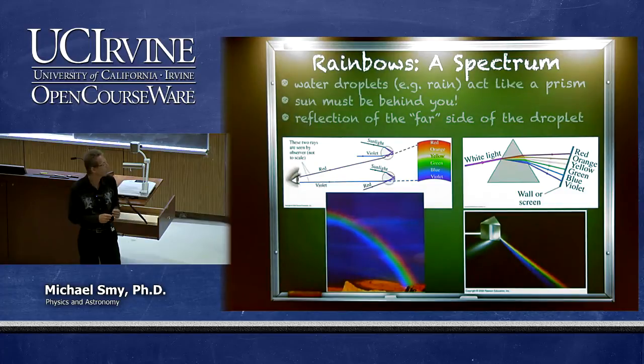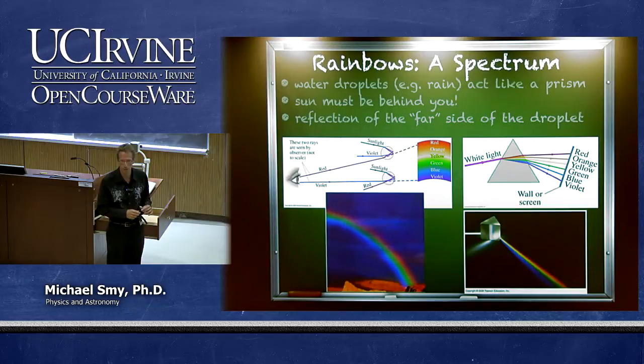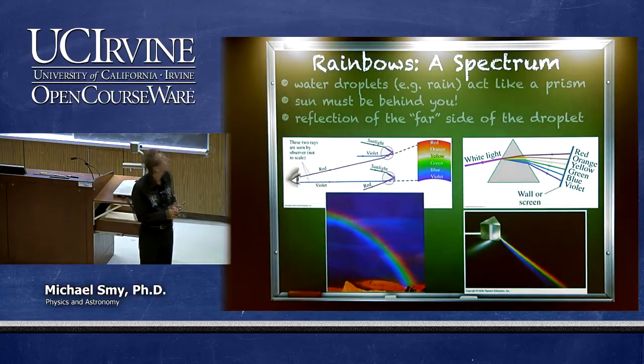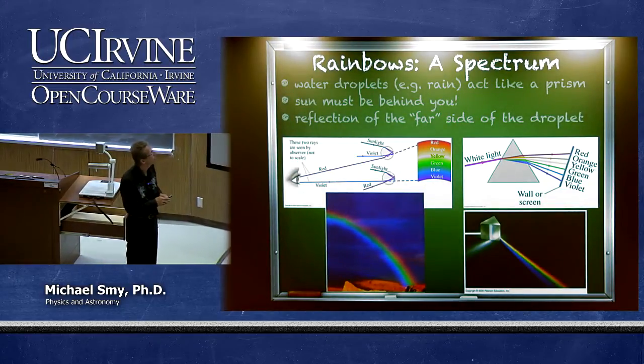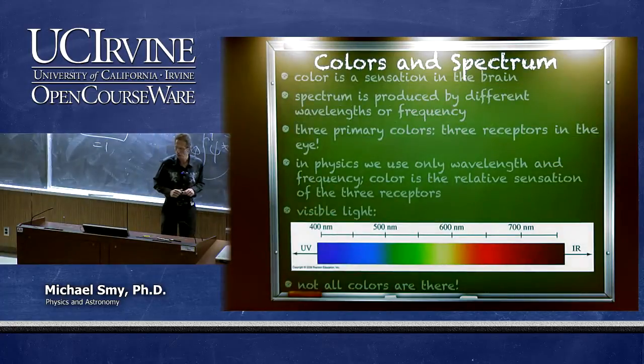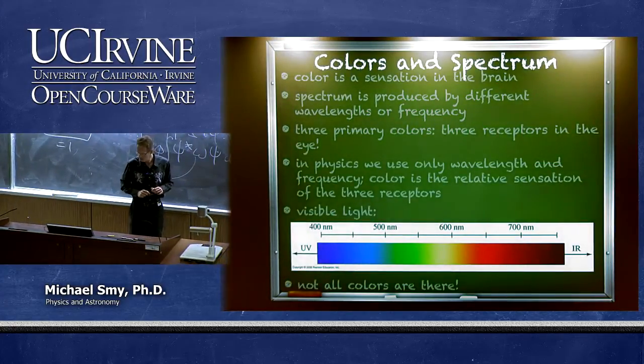So if you're high enough above the ground, then the rainbow is actually a full circle. You can see that if you look at clouds in an airplane, for example. What you need are water droplets in the air, for example, rain. And there's actually one reflection also from the far side of the droplet. So the rainbow always appears if the sun is behind you and you're looking at, for example, a waterfall in front of you. Let's briefly discuss the difference between a spectrum and colors.